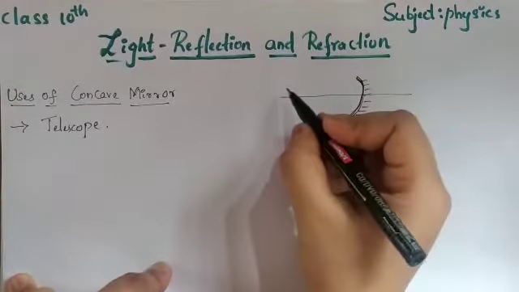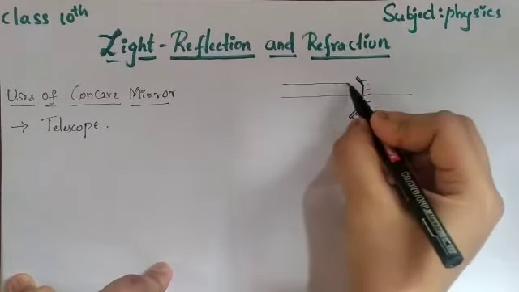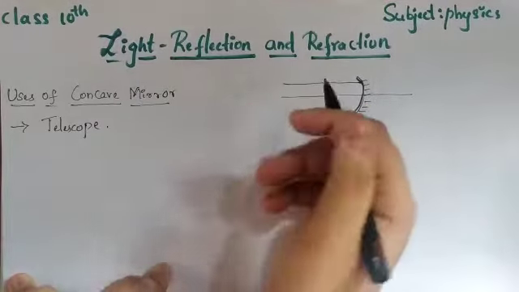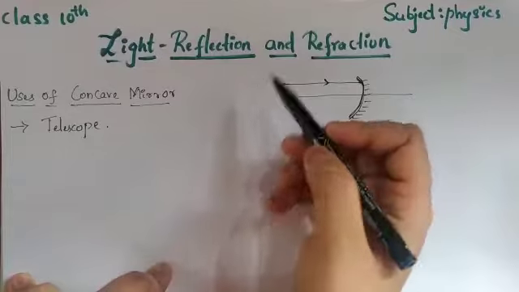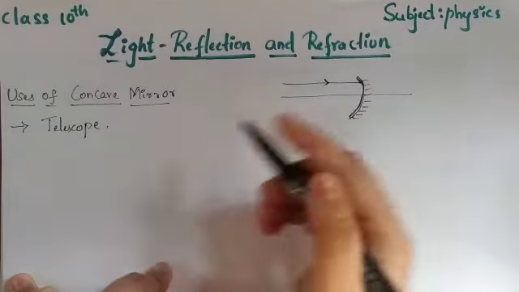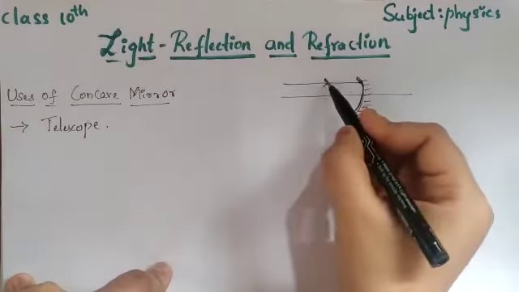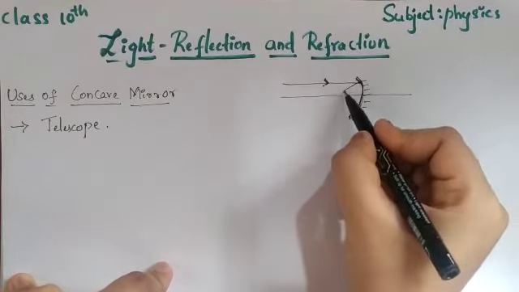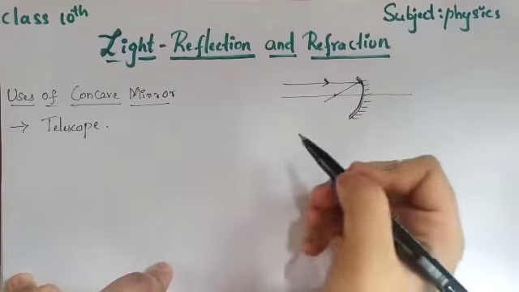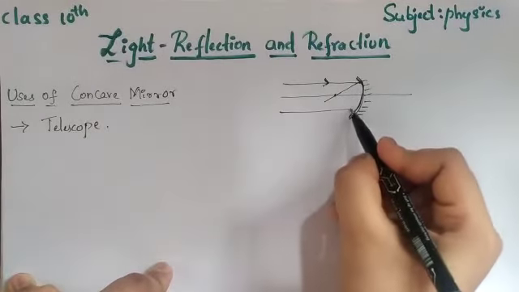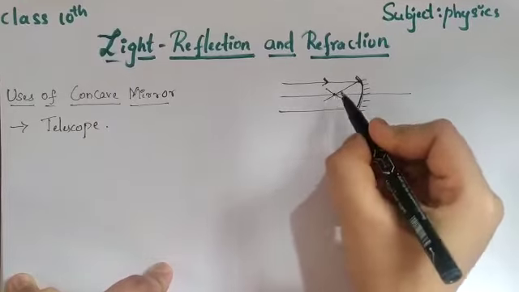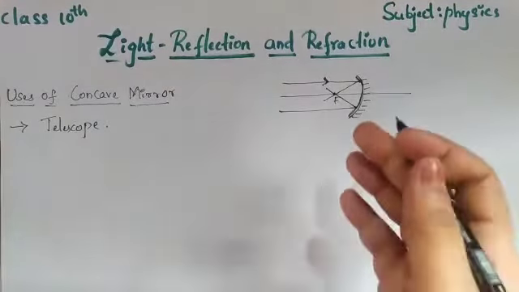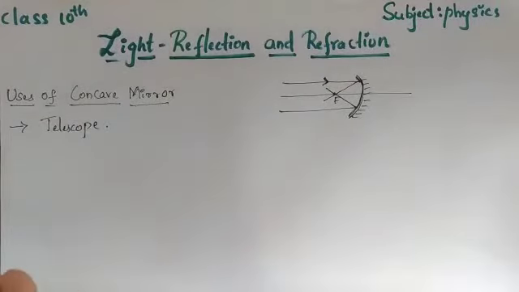Whenever a ray of light is incident parallel to the principal axis, for example when the object is the sun, because the sun is at infinite distance, the parallel rays of light incident parallel to the principal axis converge to a point after reflection. Same thing when a ray of light is incident here, it will converge to a point, that is the principal focus. This is one principle when an object is at infinite distance.